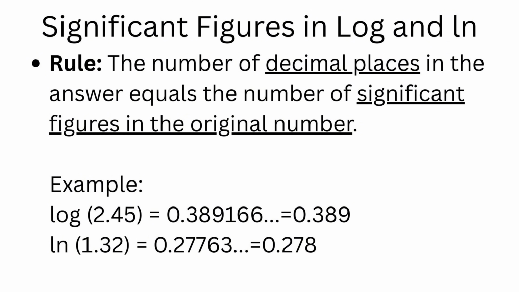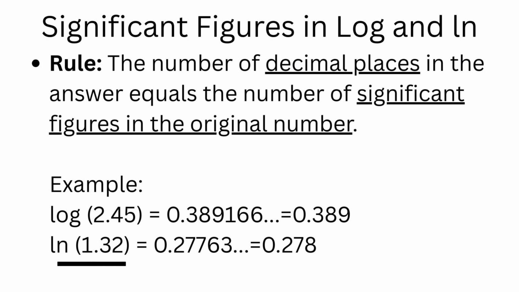Okay, so now, 2.45 has 3 significant figures. So your result must have 3 decimal places. So in this case, you have to round down and your answer will be 0.389.